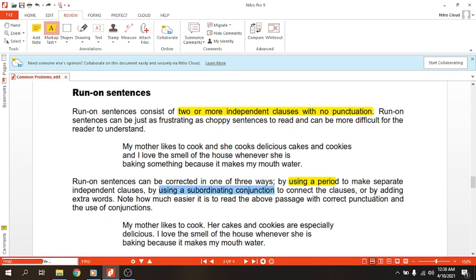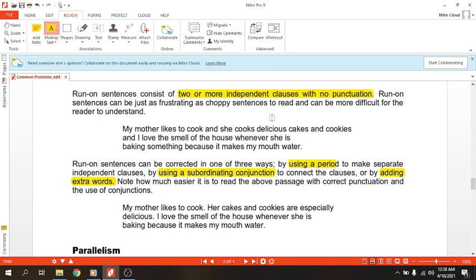Atau adding extra words. Ya, misalnya ini tadi kalimat yang ini diperbaiki. Jadinya my mother likes to cook. Her cakes and cookies are especially delicious. I love the smell of the house whenever she is baking because it makes my mouth water. Jadi diperbaiki bagian atas ya. Jadi tadi kan my mother likes to cook and she cooks delicious cakes and cookies and I love the, itu. Jadi yang ini dipisah. Jadinya my mother likes to cook, her cakes and cookies are especially delicious.